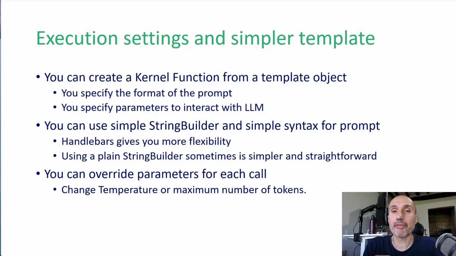In this example, we saw how to create a kernel function from a template object written with code instead of loading from a YAML file. You can specify the format of the prompt. In this situation, it was simpler. It's not handlebars, it's a simple semantic kernel, and you specify the parameter. We can use a simple string builder to create the chat. Instead of using the specialized chat object, you can simply accumulate the prompt inside the string builder and use it inside the template. Sometimes using a plain string builder is maybe simpler and more straightforward than using a complex handlebars prompt template and a chat object.